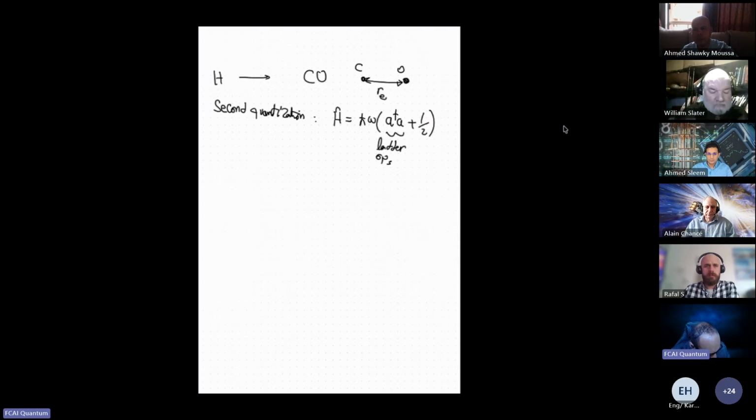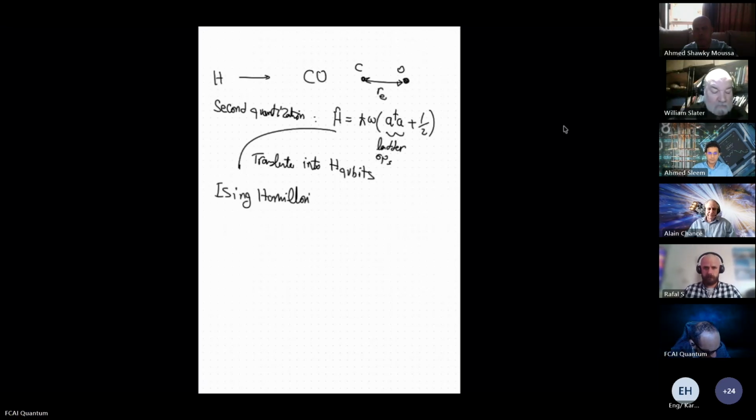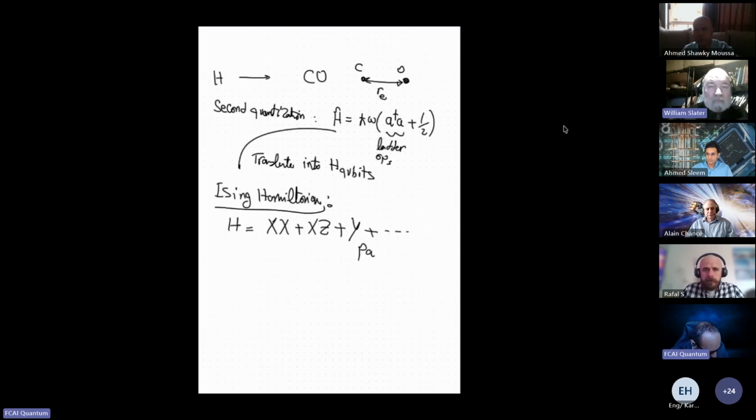And what I wanted to do is to translate this into a Hamiltonian of the qubits. And typically the qubits understand what we call the Ising Hamiltonian. And what the Ising Hamiltonian has is this: we have a bunch of Pauli gates, so we can have, for example, XX plus XZ plus Y and so on. So you get what we call Pauli strings.